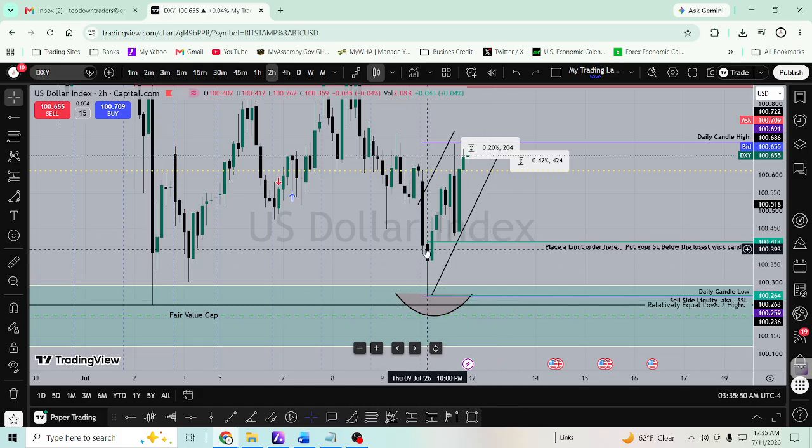Okay, so now when you see this 3-bar reversal, you want to go to the top of that candle wick. You want to place a limit order here. And then you put your stop loss below the lowest wick candle. This is the lowest wick candle. That's where you put your stop loss. Now, like I talked about before, every trade is not 100%. But here's where you place your take profit target.